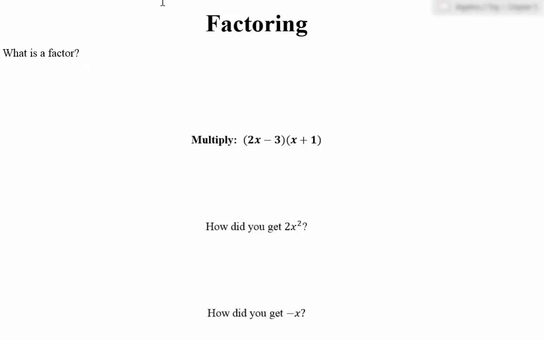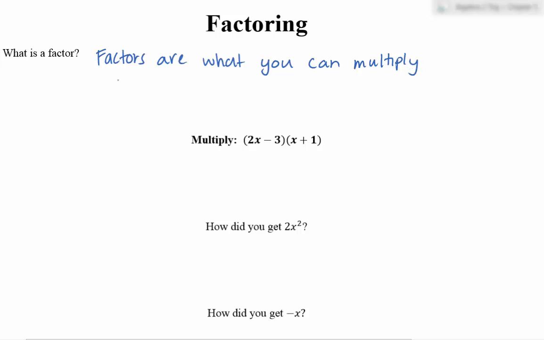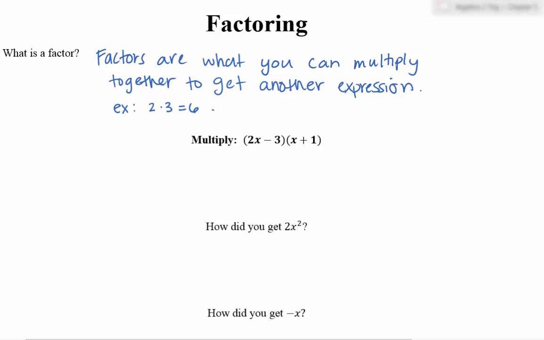You ask, what is a factor? Well, factors are what you can multiply together to get another expression. For example, 2 times 3 equals 6. So 2 and 3 are factors of 6.